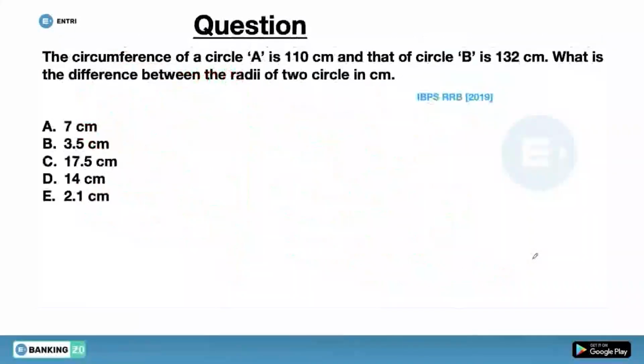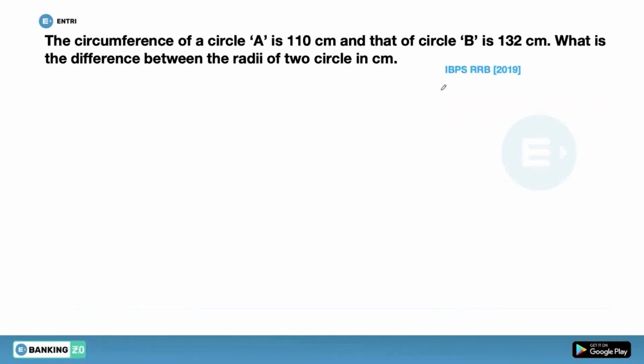Let's move on to the next question. Next question is, the circumference of a circle A is 110 centimeter and that of B is 132 centimeter. What is the difference between the radii of the two circles in centimeter? This question is again of IBPS 2019. Let's move on to this solution part.